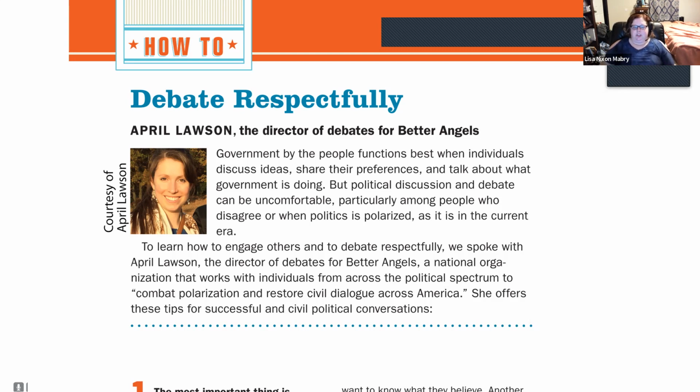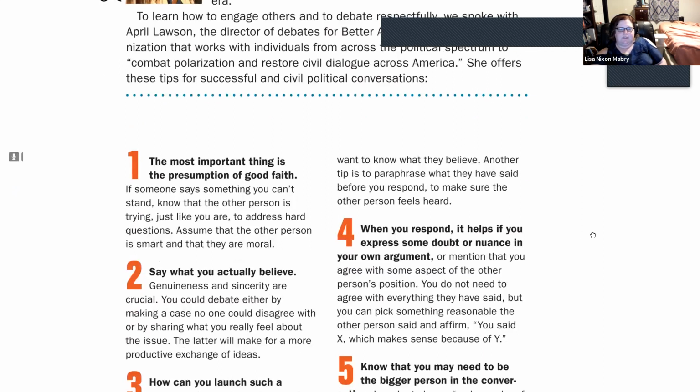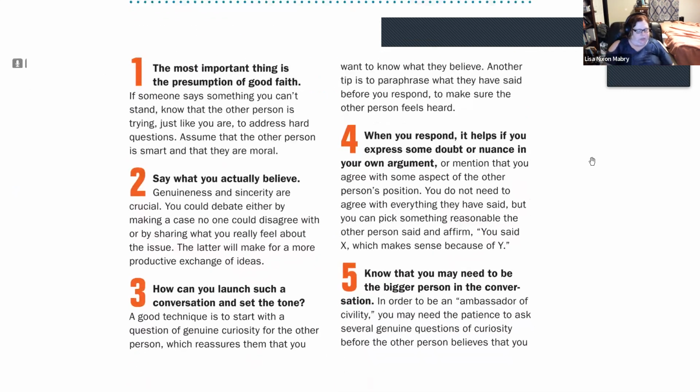Government by the people functions best when people discuss ideas, share their preferences, and talk about what government's doing. But discussion and debate can be uncomfortable, especially with people who disagree, or when politics is very polarizing. To learn how to engage others in debate respectfully, we spoke to April Lawson, the director of debates for Better Angels, a national organization that works with individuals from across the political spectrum to combat polarization and restore civil dialogue across America. She offers these tips for successful and civil political conversations. The most important thing is good faith. If somebody says something you can't stand, know that they're trying and they want to address the hard questions.